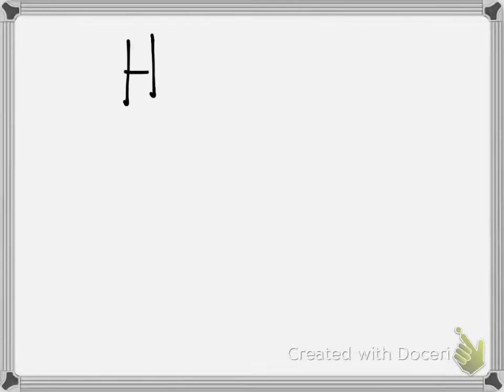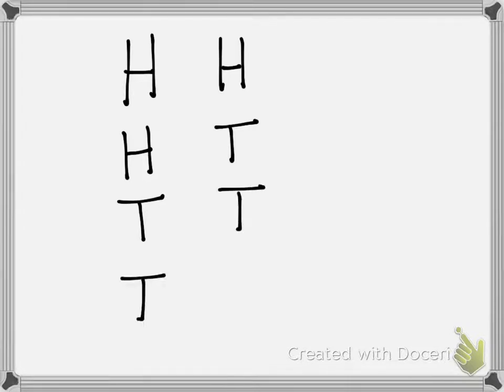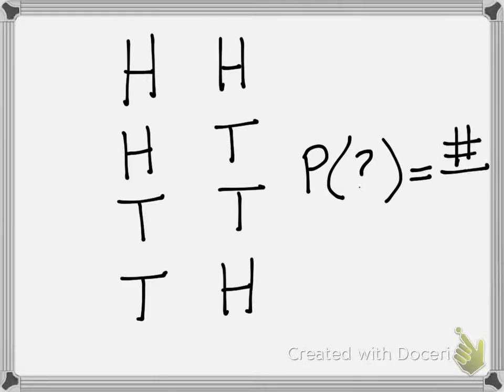Well, one option would be we flip both coins and it lands on heads for both of them. It could work that the first one is heads and the second one is tails. It could work that both are tails, and it could work that the first one was tails and the second was opposite. So if I flip 2 coins at once, there are actually 4 different options. So your probability of something would be a number out of 4 possible options, and that just depends on the question.